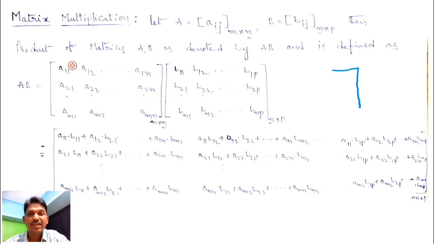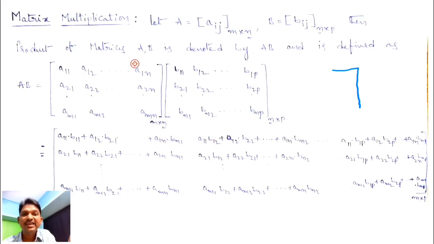Multiply the corresponding elements. A11, B11. Okay, next A12, B21. A12, B21 plus, I wrote. Multiply the corresponding elements and add them, and so on. Some other elements are there now. A1n into Bn1. I hope you are understanding what happened. Can you tell what is this place? This is the place of first row, first column, right?